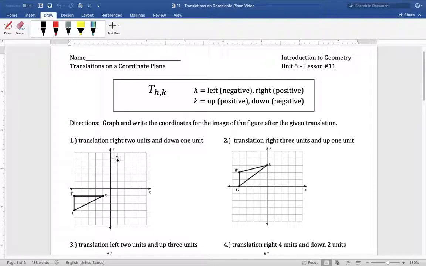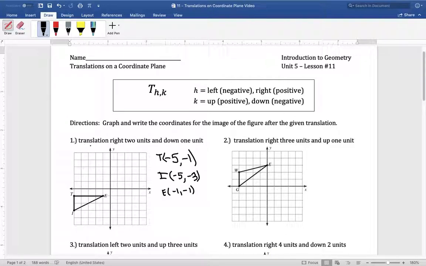So when we take a look at the question down here, number 1, it says graph and write the coordinates for the image of the figure after the given translation. So if we look at this problem, you can see we have TIE. I'm going to write down what the coordinates are. T is negative 1, 2, 3, 4, 5, negative 1. I is negative 5, negative 3. And E is negative 1, negative 1. Sorry for all the clicks, but it's the way we got to do it.